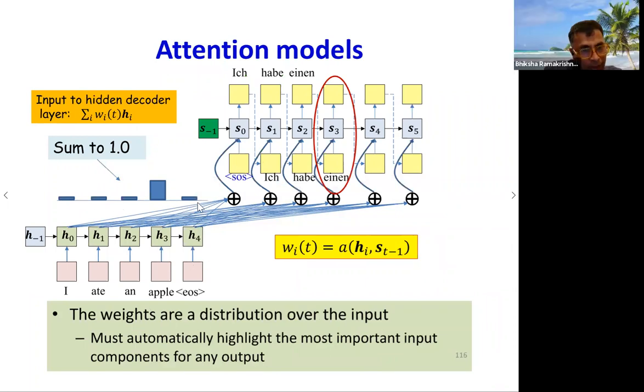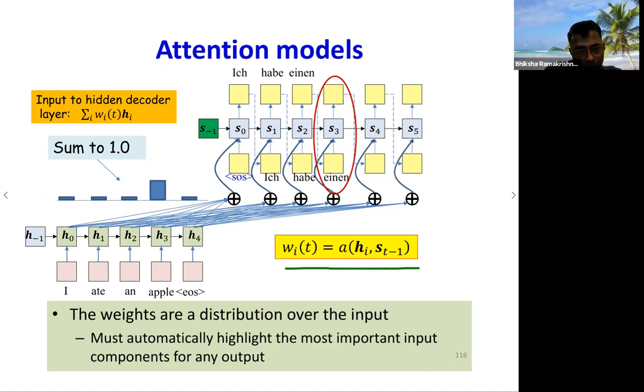You want the weights to have this kind of property. You want the weights to be a distribution. You just don't want these weights to keep growing. You don't want the weights to have a dynamic range, where the total weight grows if the input becomes long, and is small if the input is small. Rather, you want the weights to emphasize what is important. So you want the weights to be a distribution. You want the weights across the inputs to sum to one. A function of this kind doesn't necessarily guarantee that.